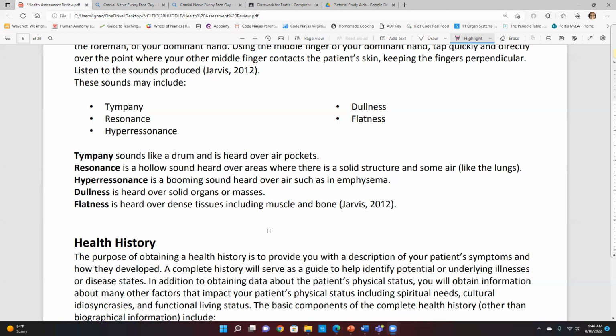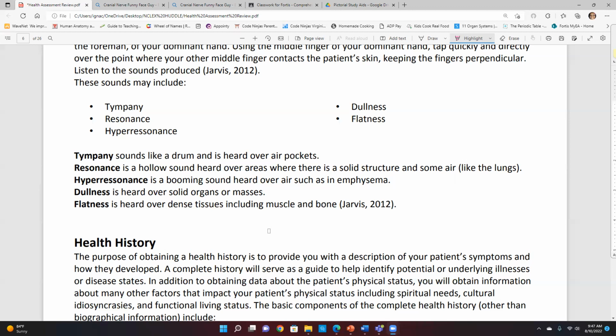it's a booming sound because it's hyper, right? And this is going to be with your emphysema patients. Now, dullness is over solid masses. So if I were to percuss over the liver, I would probably hear dullness, right? Now, flatness is going to be heard over dense tissues like muscles and bones, okay?